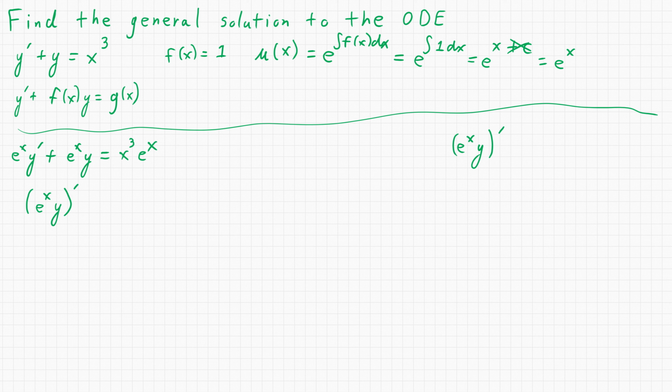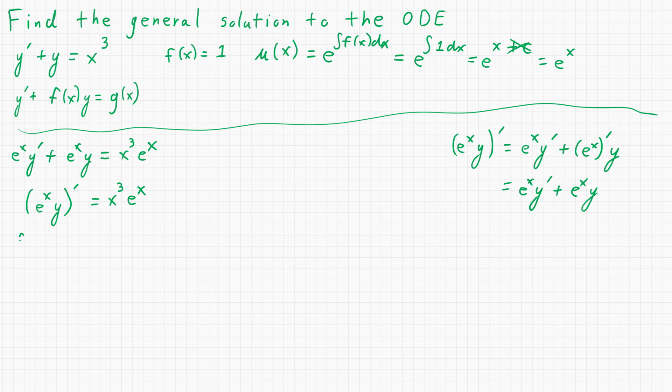If I do that, I end up with non-derivative first times derivative second, y prime, plus the derivative of the first term times the non-derivative of the second. Well, that ends up with e to the x y prime plus the derivative of e to the x, which is e to the x, so it's just e to the x times y. And yeah, that's exactly what we have: e to the x y prime plus e to the x y equals x cubed e to the x.